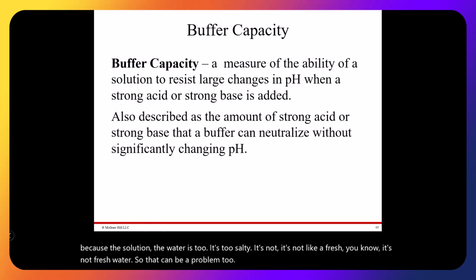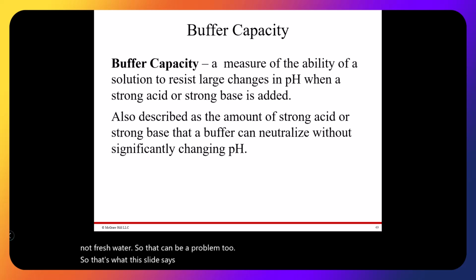So that's what this slide says. Buffering capacity: how much can you add before you break the buffer? And so once you break that, it's no longer a buffer. All right, next one.